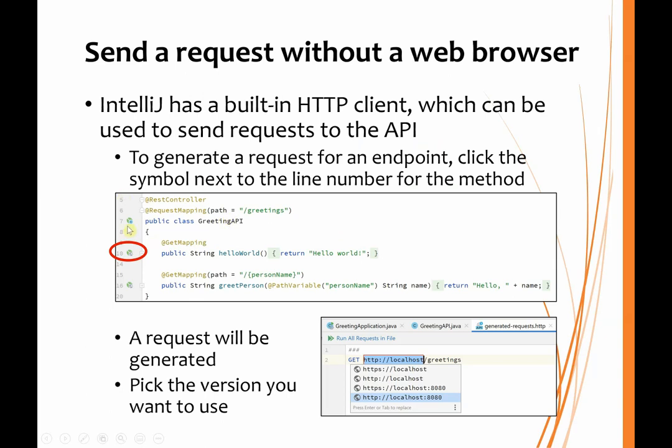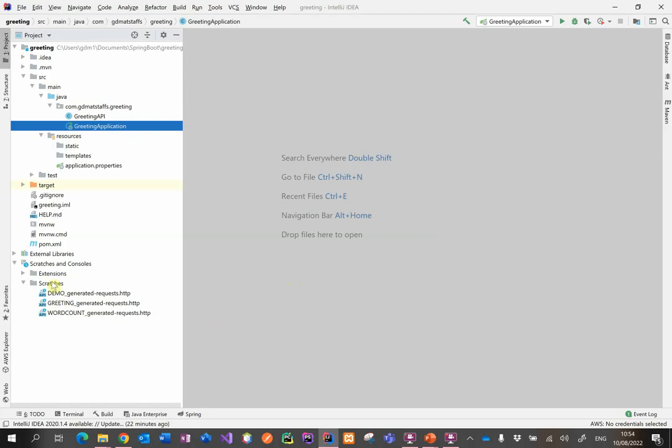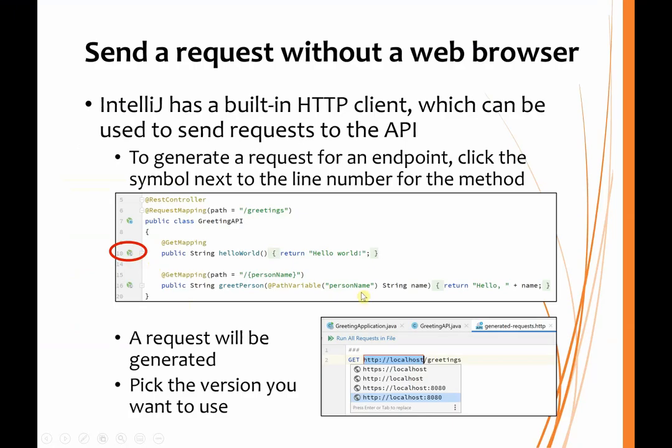You can test your applications by using IntelliJ's built-in HTTP client. And it's really easy to access that, because as you're viewing the greeting API class in IntelliJ, next to each of these endpoints, you get a little symbol, a sort of a green circle with a grey world on it. So you click on that, and it will generate for you a file called generated-request.http. And that'll be down in the scratches. So you might need to open scratches and consoles and then expand scratches, and then you'll find that file down in there.